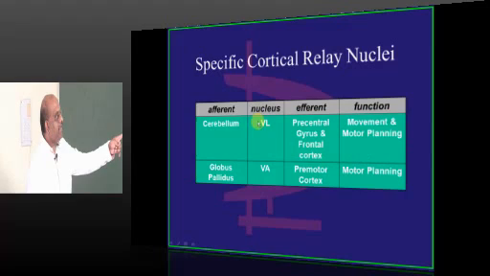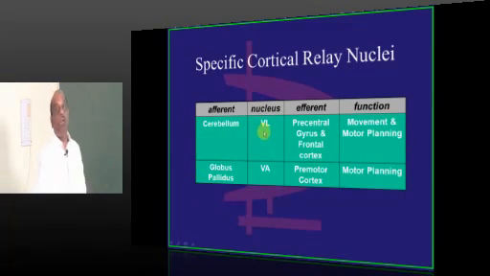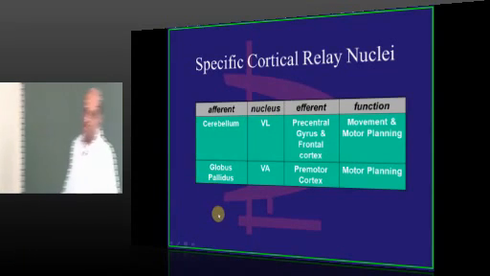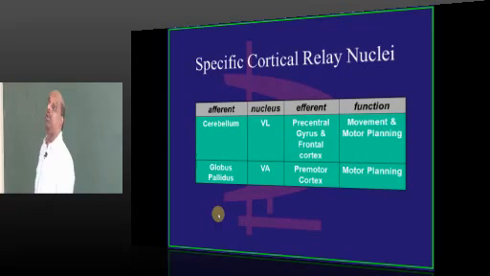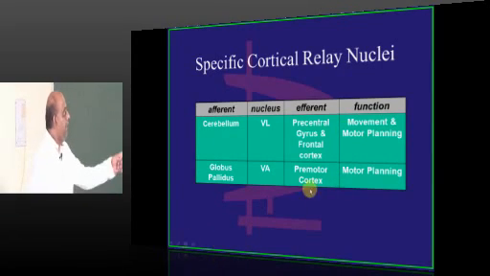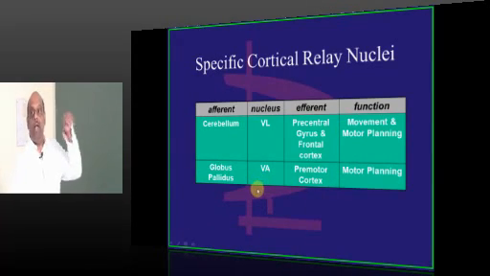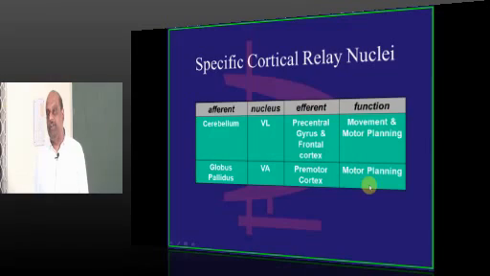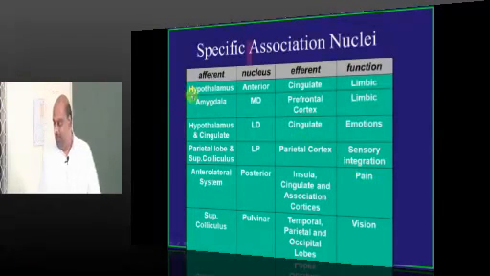And which is the nucleus receiving the cerebellar afferents? It is the ventrolateral nucleus. Then globus pallidus among the basal ganglia will be reporting to the ventro-anterior nucleus, and it will be going ultimately to the premotor cortex, and that is important for motor planning.